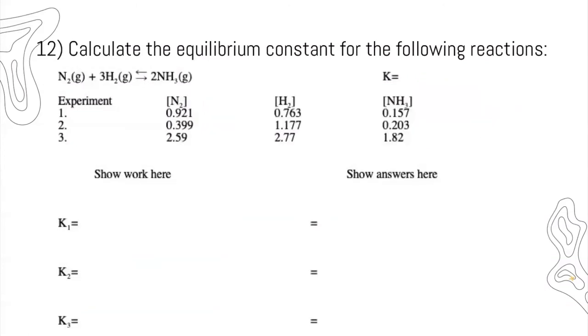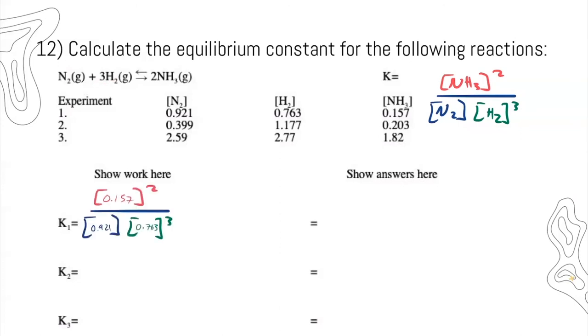For our last one, we are asked to find our equilibrium constant for the reaction between nitrogen gas and hydrogen gas to form ammonia. First thing I'm going to do is write my equilibrium constant expression. I'm going to have my concentration of my products, so ammonia, again to the second power for its coefficient, divided by my concentration of nitrogen gas times my concentration of hydrogen gas to the power of 3. The power of 3 is from my balanced chemical equation. Now that I have my expression, I can plug in the data from my table to find my constants.